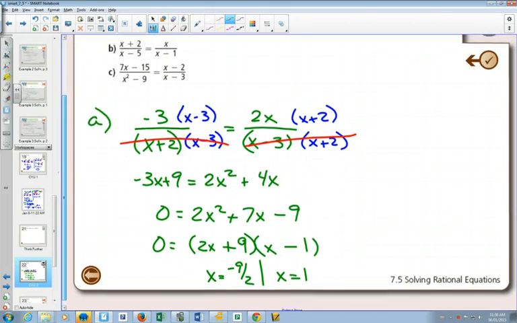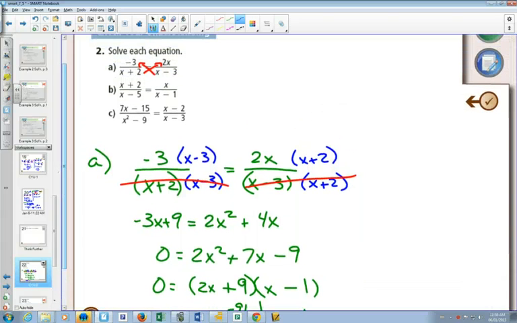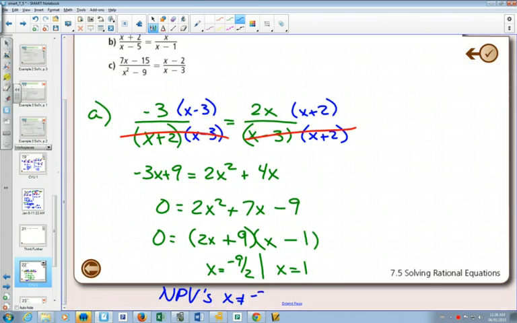What were our non-permissible values? Let's look at our original equation. Here we're dividing. Negative 2 would make us divide by 0. So that's one non-permissible value. And 3 would make us divide by 0 in the other one. Since neither of our answers are those non-permissible values, both of them are correct.